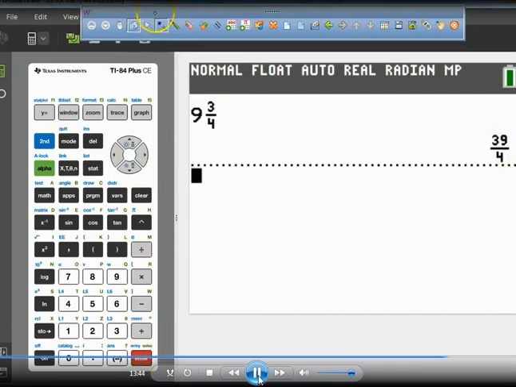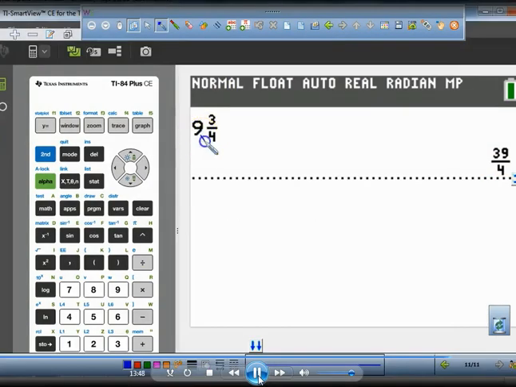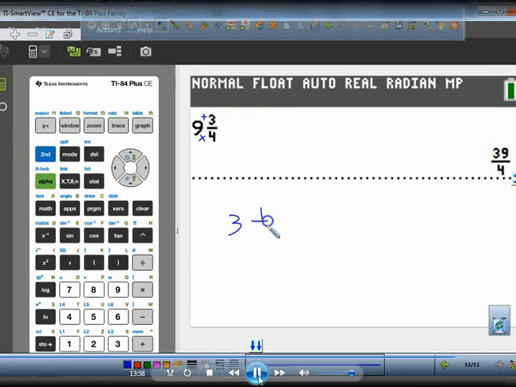But how do you do that? Remember back in elementary school, you do 9 times 4, and then you add 3. That gets you 39 over 4. Now, how could you change that to a decimal in the graphing calculator? We'll show you how here. How do you do 3 and 1/4? 3 times 4 plus 1 gets you 13 over 4, right?